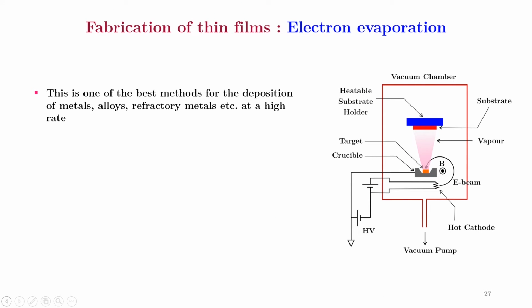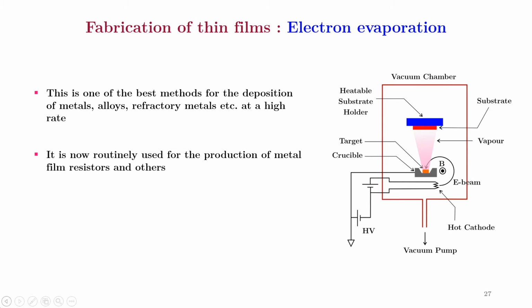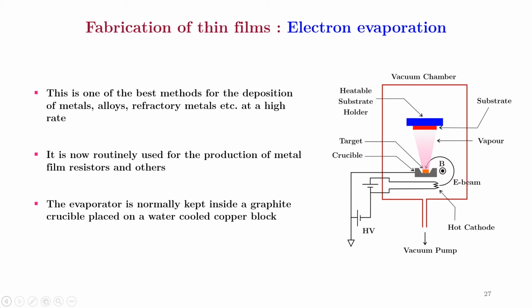Electron evaporation method is one of the best methods for the deposition of metals, alloys, refractory metals, etc. at a higher rate. It is now routinely used for the production of metal film resistors and others. In this case, the evaporator is normally kept inside a graphite crucible, which is placed on a water-cooled copper block. The important element of instrumentation is an electron gun which emits accelerated electrons. And these electrons are directed towards the evaporant using a transverse magnetic field.